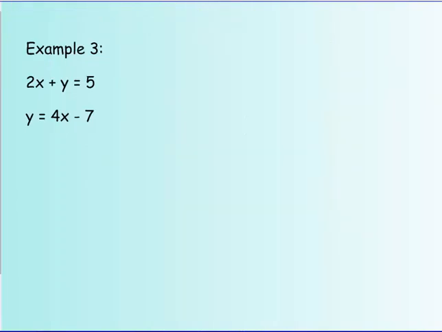Example 3, 2x plus y equals 5, y equals 4x minus 7. So I'm going to plug this expression in for this y, because this equation is solved for y. This one's not too bad. So 2x plus what I think y is, 4x minus 7, since the second equation is solved for y, equals 5.